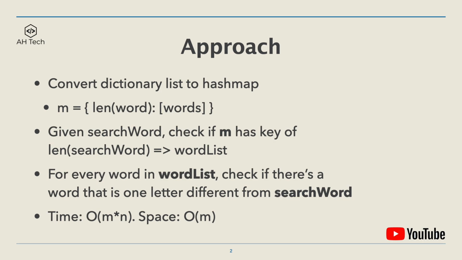And this approach will have big O of m times n time complexity. M is the length of the word list, and n is the length of the search word. And space complexity is big O of m.